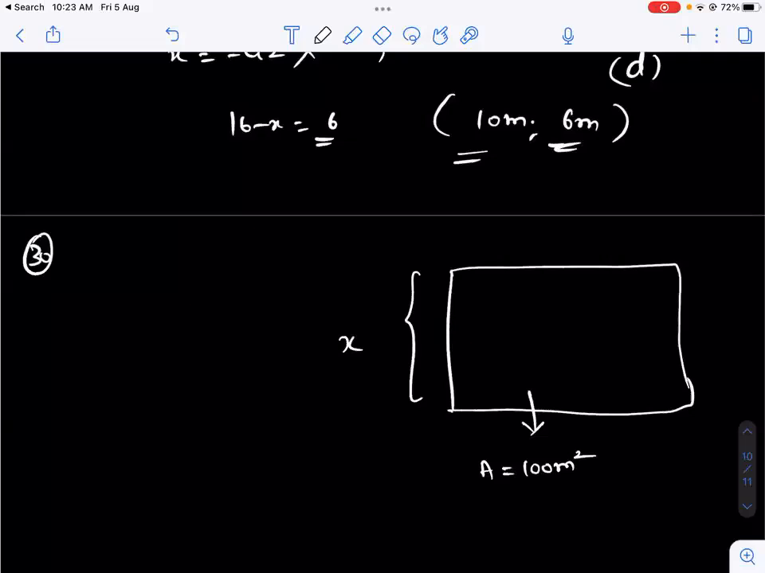Let one side be X and the other side be Y. So find the dimensions of his garden means you need to find the value of X and Y. So between X and Y, what is the only relation that you know as of now? X into Y is 100.